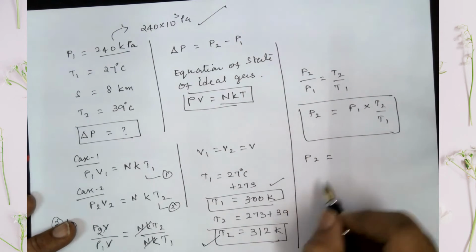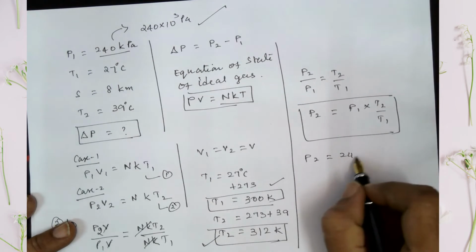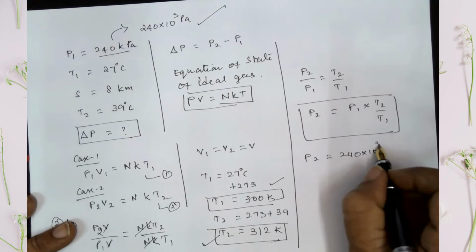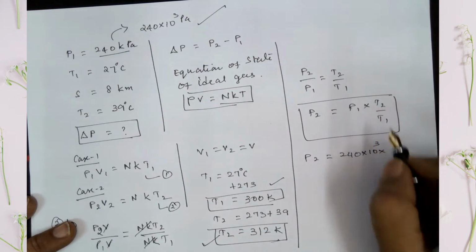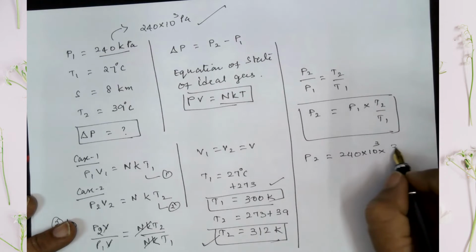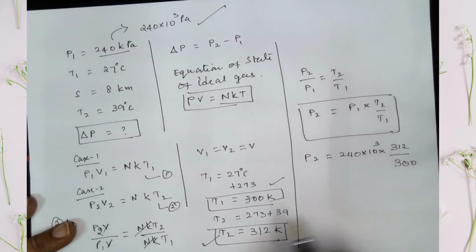So P2 is equal to, what is P1? 240 into 10 cube, and T2 is 312 Kelvin divided by 300.